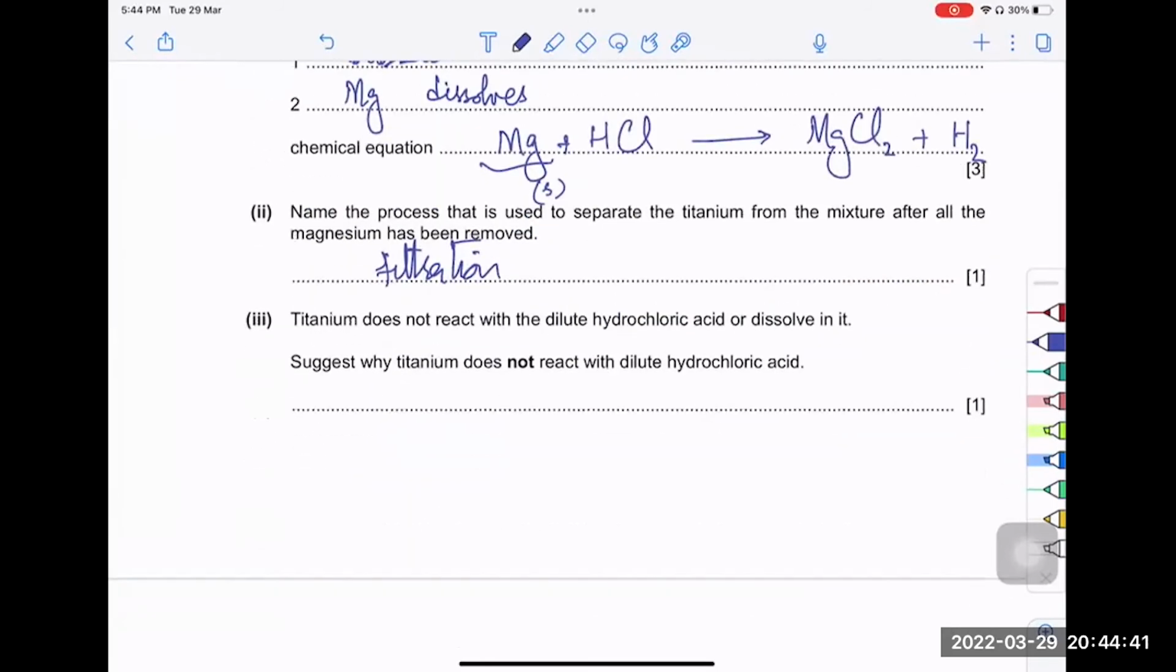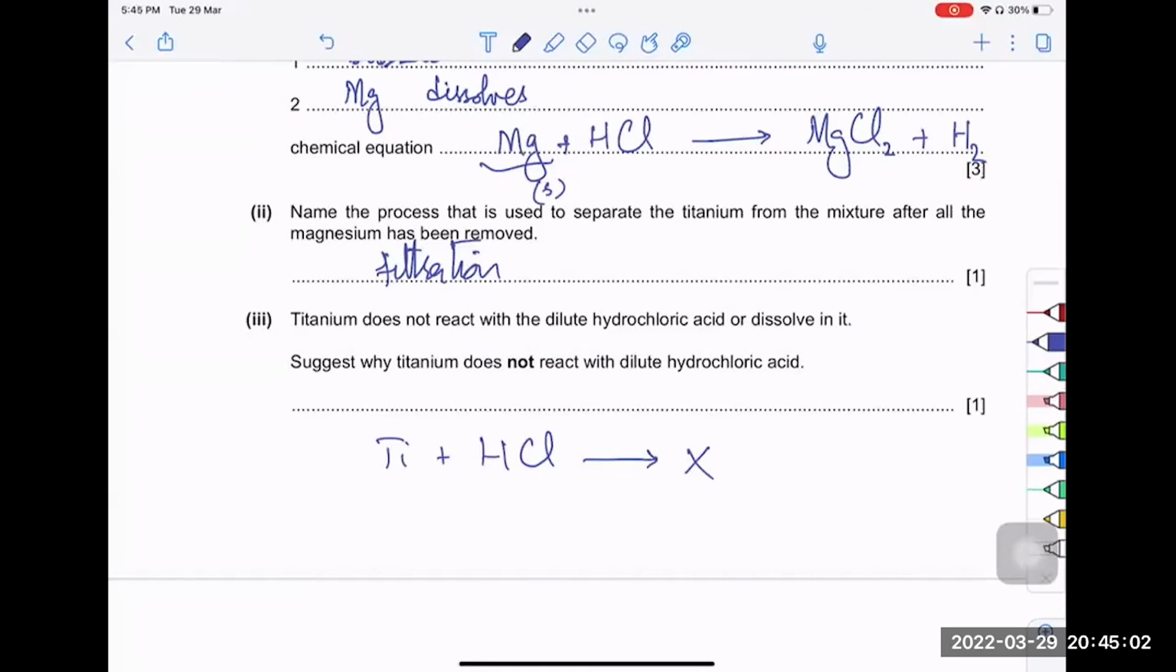Titanium does not react with dilute acid or dissolve. Explain why it does not react with dilute HCl. जी बताएं, क्यों react नहीं करेगी? कोई चीज टाइटेनियम मेटल है, HCl में डाला, रिएक्शन नहीं हुआ. क्यों नहीं हो रहा रिएक्शन? मैग्नीशियम कर रहा था.